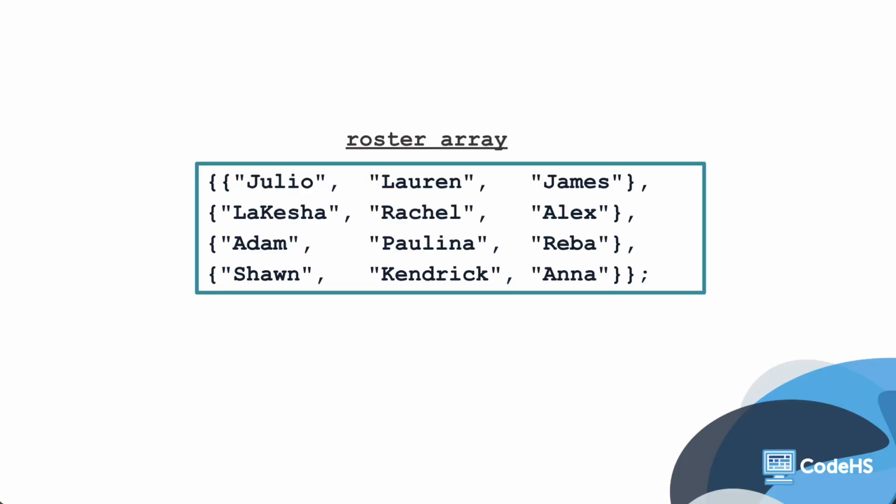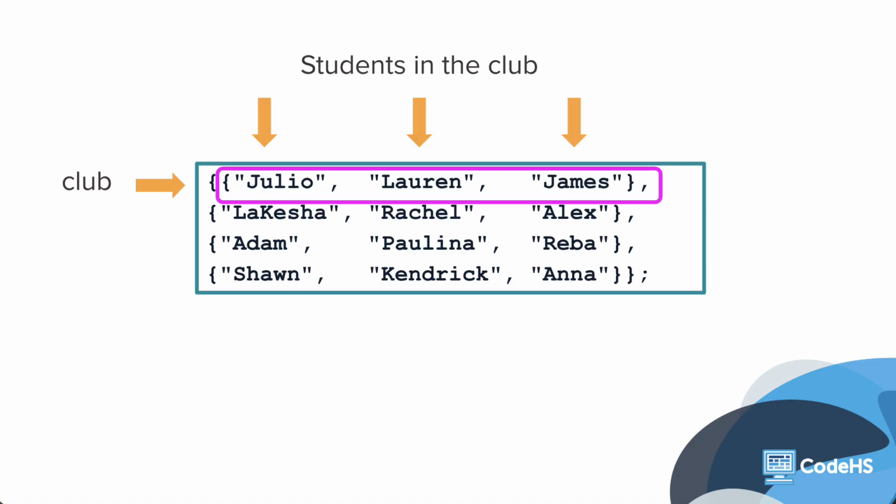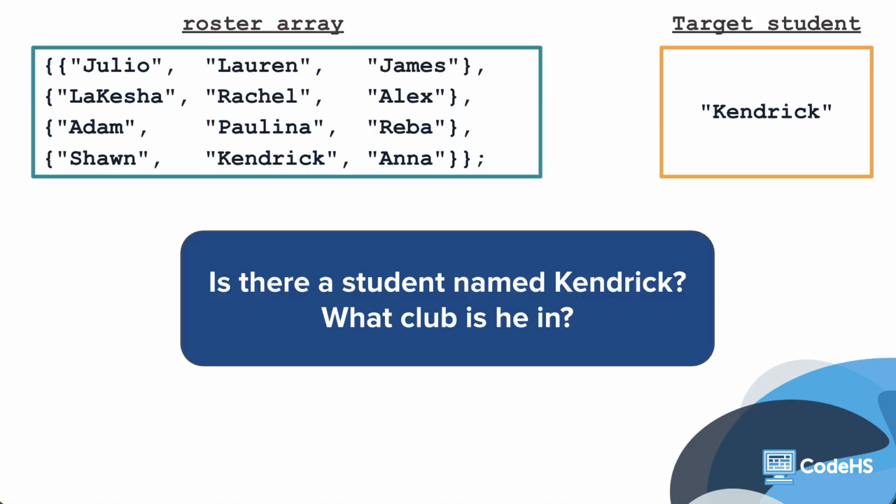Let's look at a 2D array example. This 2D array represents a teacher's roster for multiple clubs. Each row is a club or organization, like chess club or drama club. And each column is a student in that club. Let's say you want to answer this question. Is there a student named Kendrick? What club is he in?